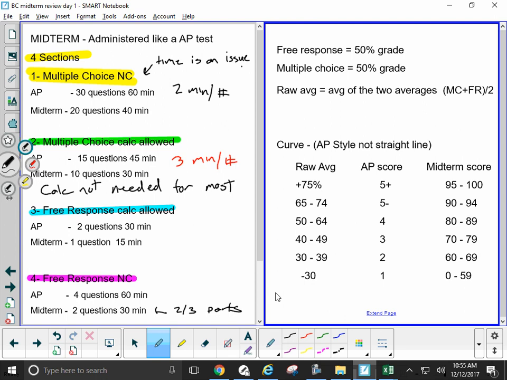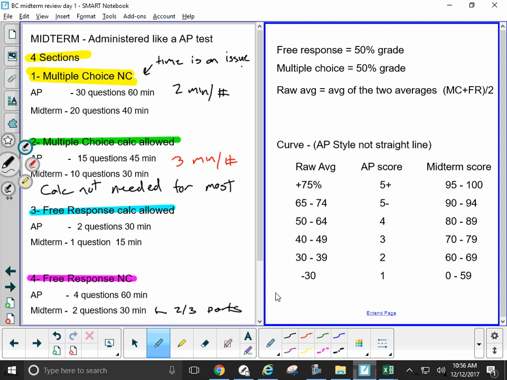Okay? You can see the differences between the actual exam, the amount of questions and the time you have for those questions, and your midterm. So on the actual AP exam, you'll have 30 questions to do in 60 minutes. On your midterm, you're going to have 20 to do in 40.